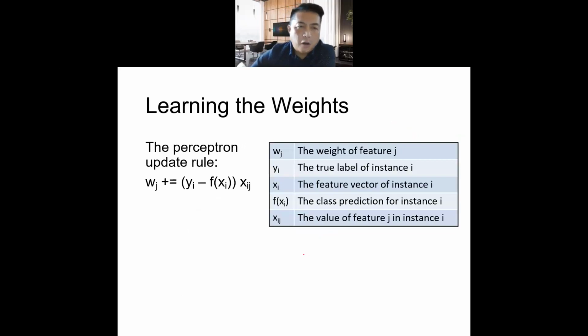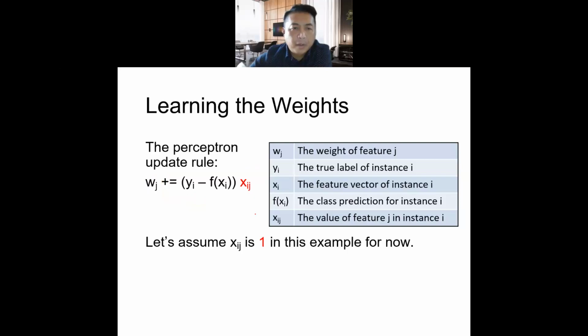Okay, so for example, this is the weightage that we want to update. This is your true label, and this is your predicted label. And this is the value of feature j. In our previous example, it could be 1 or 0. Let's assume that this is 1. So it all depends on this one.